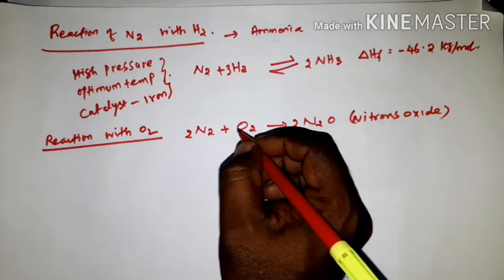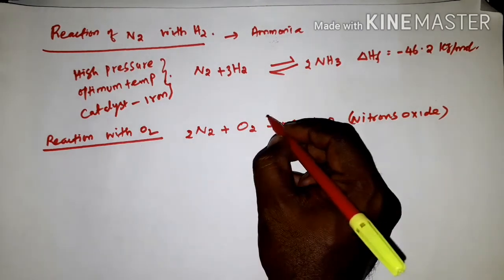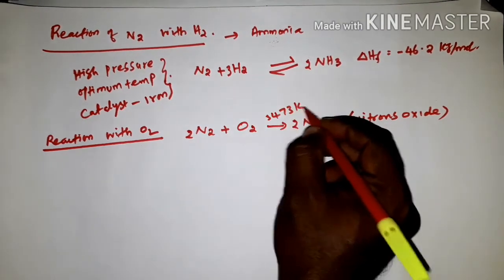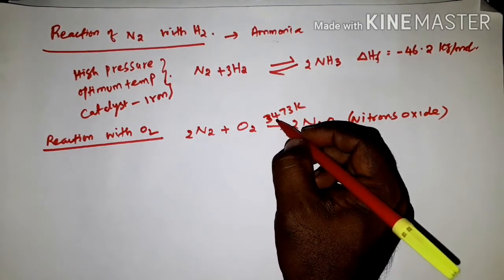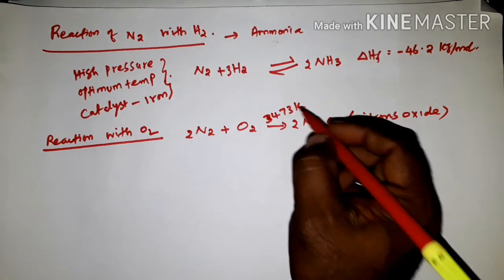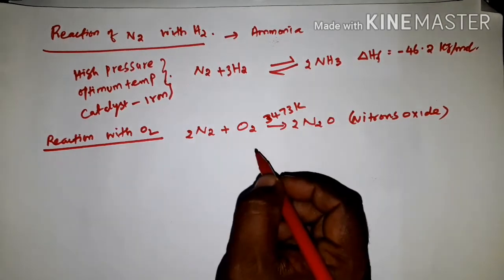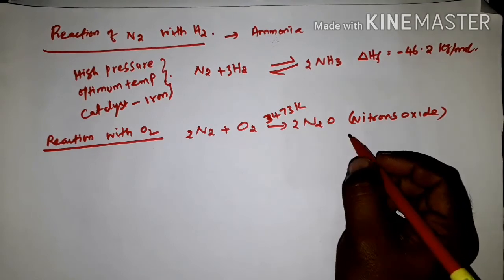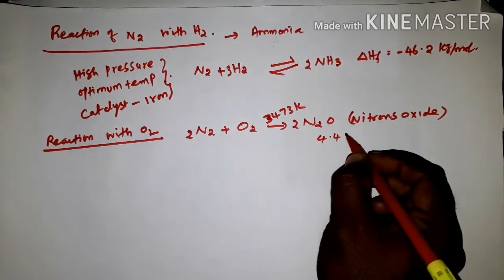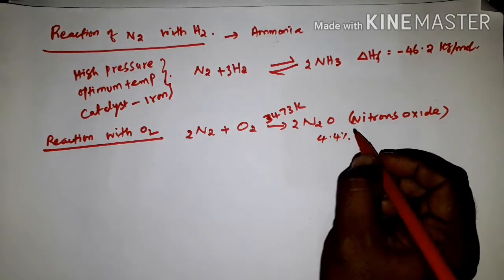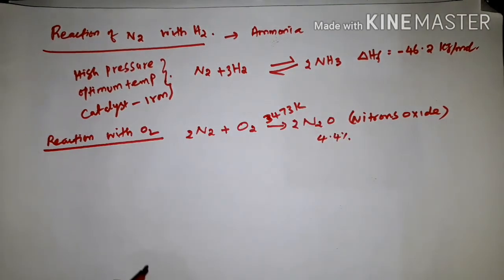So this happens only at higher temperatures, 3473 Kelvin. Very high temperature. At very high temperatures, this nitrous oxide yields only 4.4%. So that's all about the reactions of nitrogen.